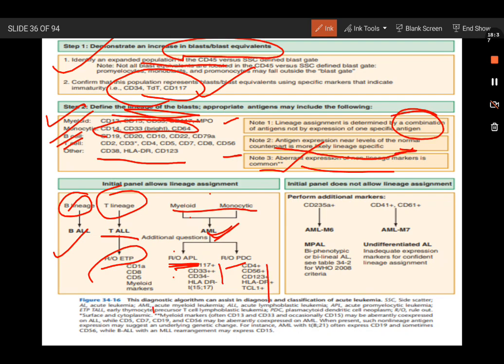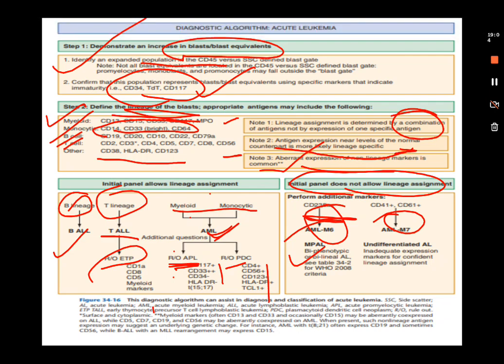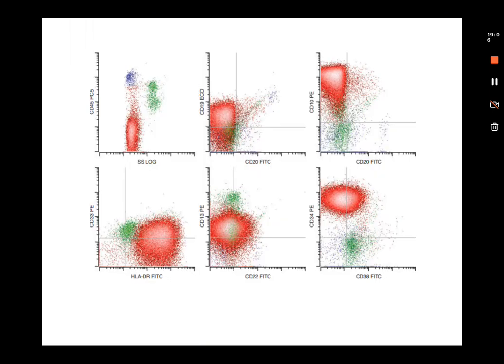For some entities, even if you use the initial panel, it would still not allow for lineage assignment. M6 and M7 are among those. For biphenotypic acute leukemia, you use some markers such as CD235A, for example. And for M7 and undifferentiated acute leukemia, there is no adequate expression of any typical markers that would give a lineage assessment.